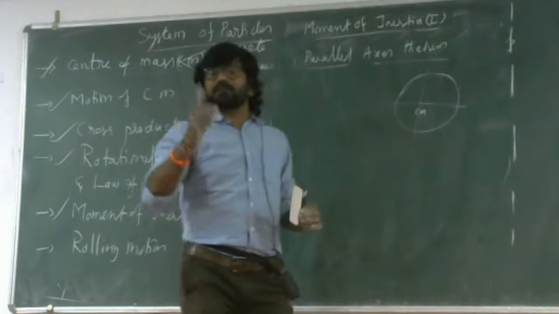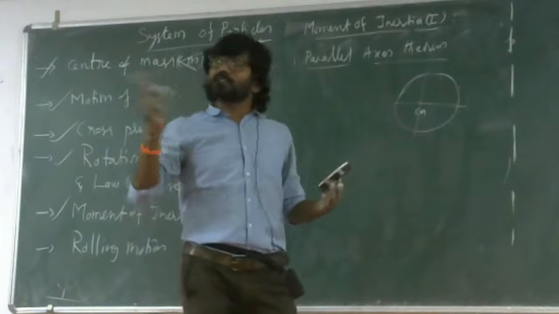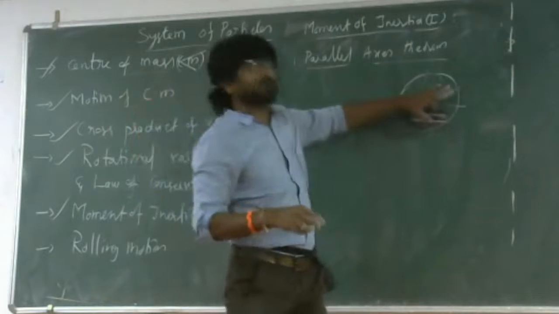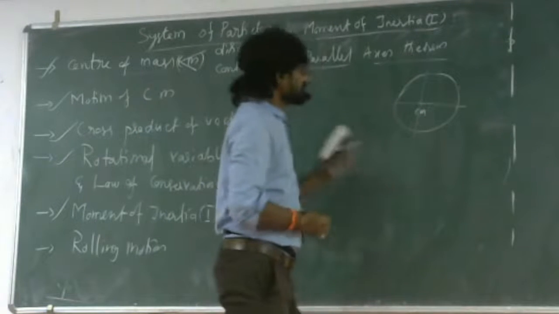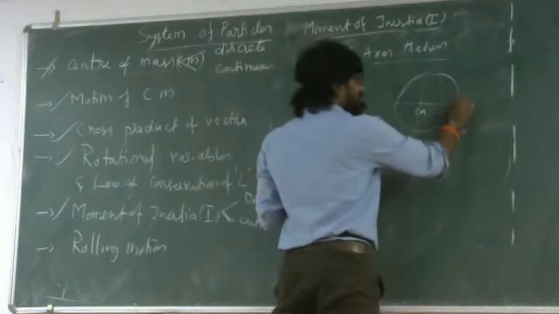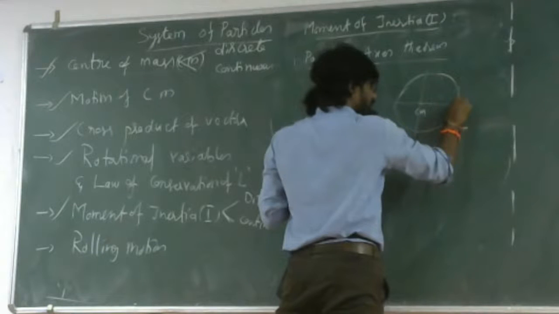Axis touching the diameter means it should be a tangent. And in which plane it is acting, that is also important. It is in the plane of the disc or perpendicular to the plane, that is important. If it is like this, for example, in the plane, or perpendicular to the plane, let's say like this.